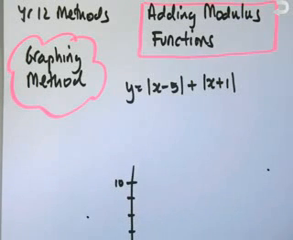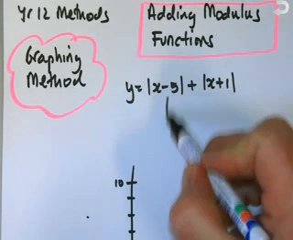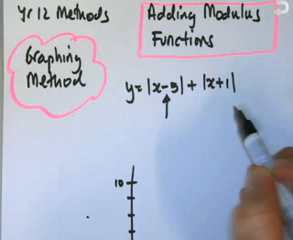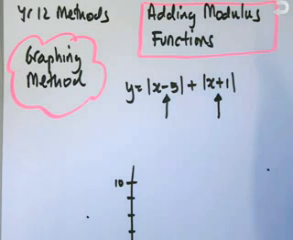This is Year 12 Methods. It's graphing the addition of modulus functions using the graphing method. I've got the modulus of x minus 5 plus the modulus of x plus 1. What I'd like to do is graph this and this separately on the one set of axes and then add the coordinates together.